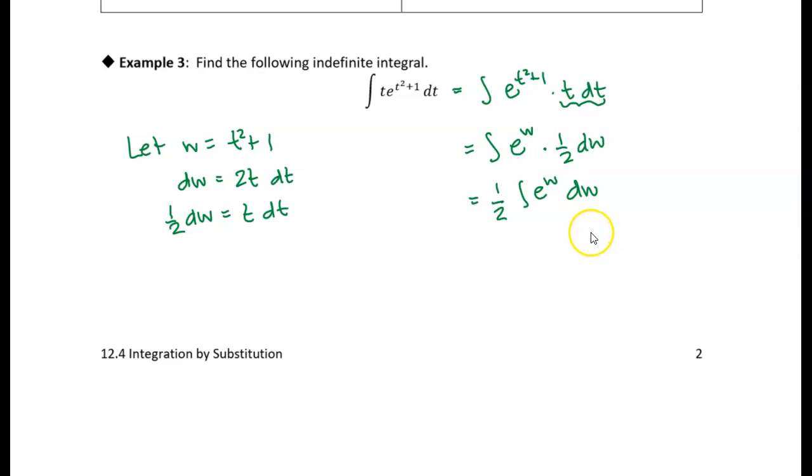Okay, and I know that the antiderivative of e to the w is just e to the w, right? So this is equal to 1/2 e to the w plus c, right? So last thing I need to do then is just to substitute t squared plus 1 in for w, so I can write my answer in terms of t. So 1/2 e to the t squared plus 1 plus c is my final answer. That's the antiderivative of this function.